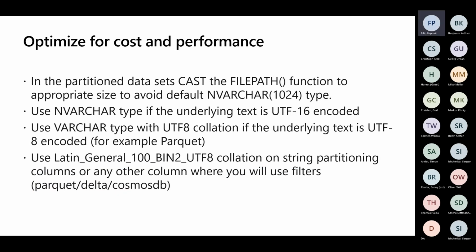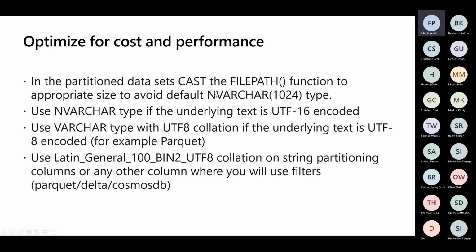Okay, so now these were the crucial parts to understand. Now we're going into, I would say, a bit advanced or more details. The file path function that you use to expose or work with the partitioning columns has a return value of type nvarchar 1024. Why? Because storage path is of that type actually.